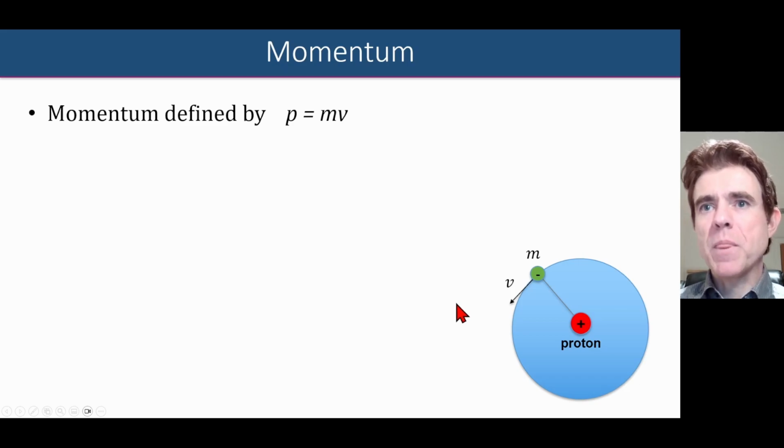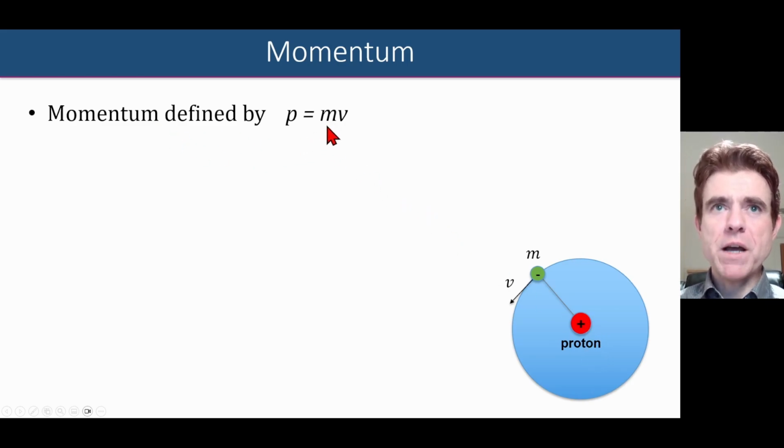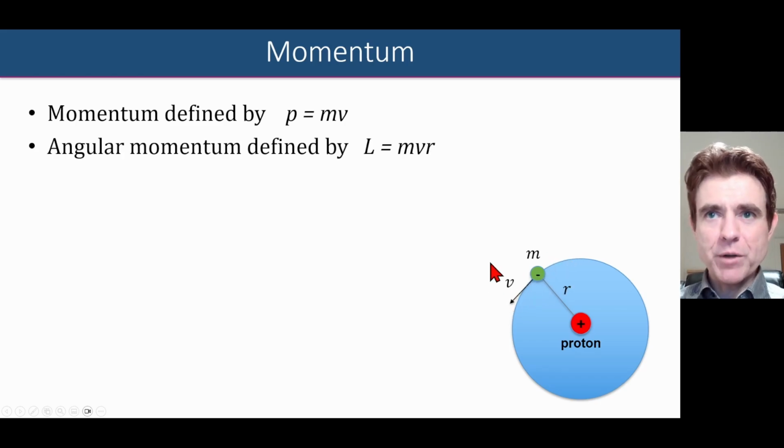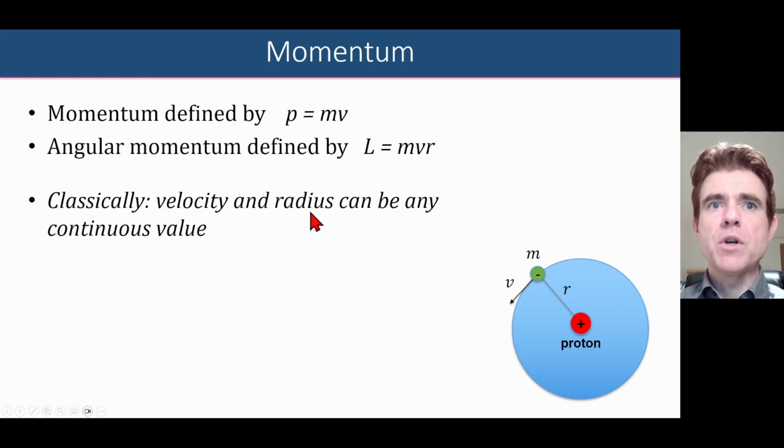So to look into that, let's consider an orbiting electron around a proton here. We know that momentum is defined as the mass times velocity of an object. Here's the mass of the electron, there's its velocity. Angular momentum is the same, or rather it's very similar. It's mass times velocity now multiplied up by the radius of circular motion. And classically, angular momentum could take on any value whatsoever.